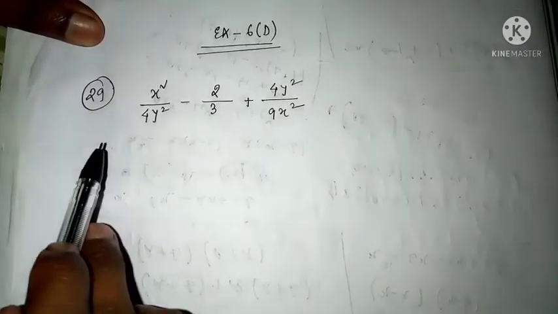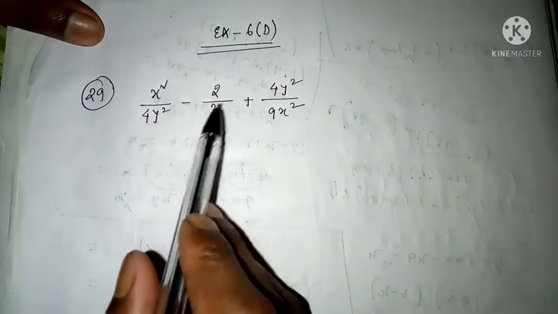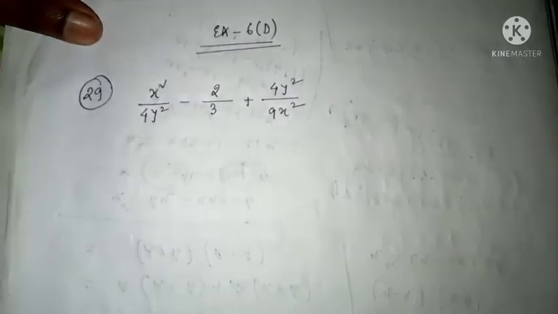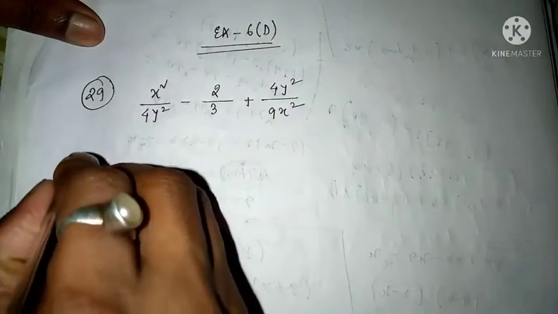Now see, this is our 29th number question, that is x square by 4y square minus 2 by 3 plus 4y square by 9x square. Now see, this question seems a little tricky or complex, but it's very easy. Okay, see how to solve.